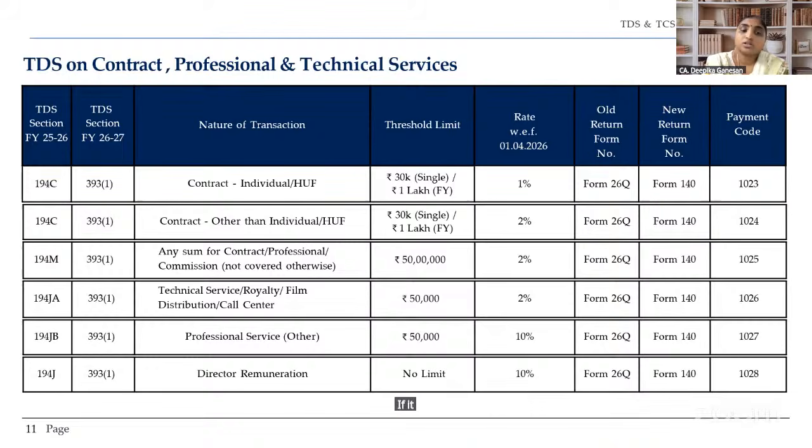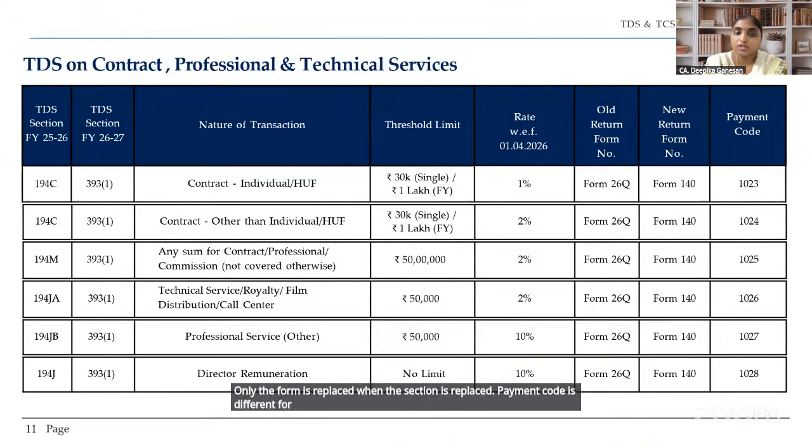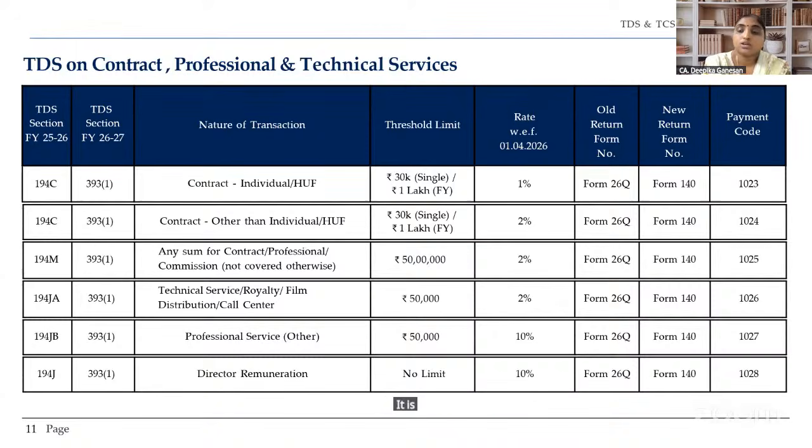If it is contract and other than individual, the threshold limit is same, but the rate is 2%, which is same as per the old Income Tax Act. Only the form is replaced and the section is replaced. Payment code is different for individual and other than individual. For the individual, it is 1023, and for other than individual, 1024.